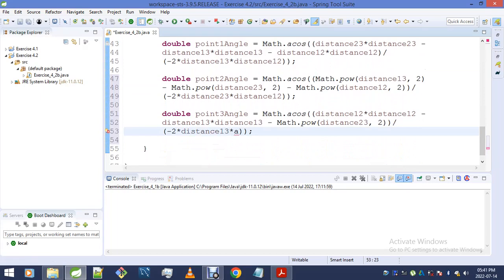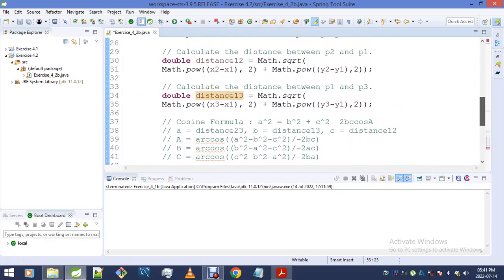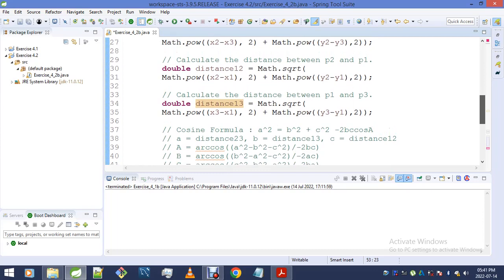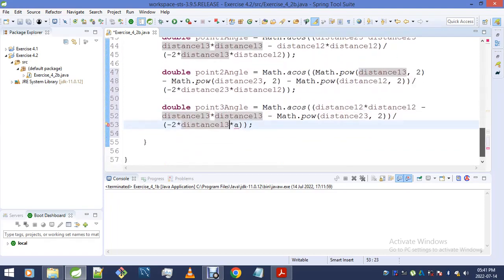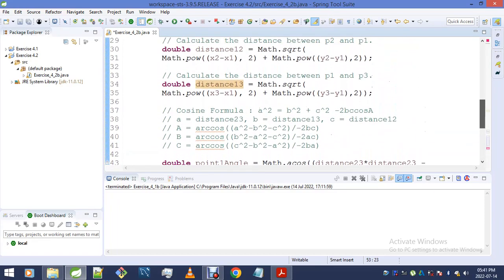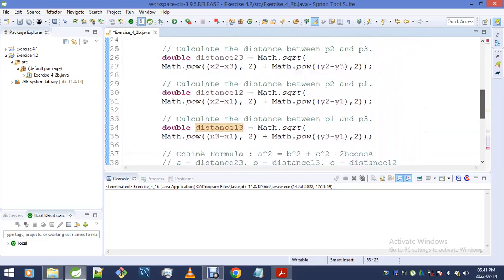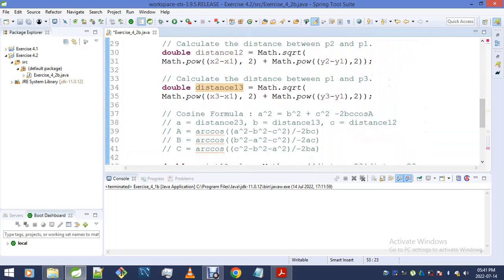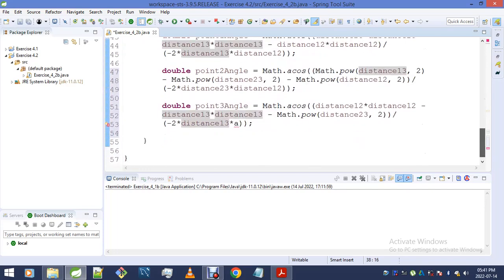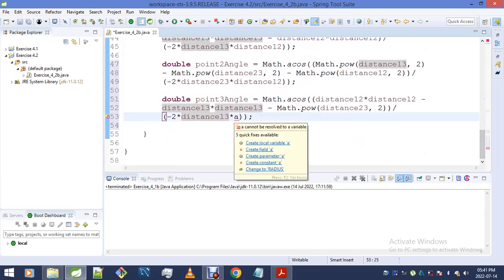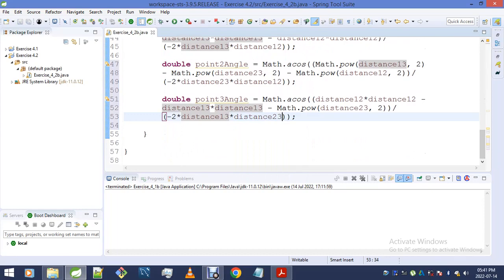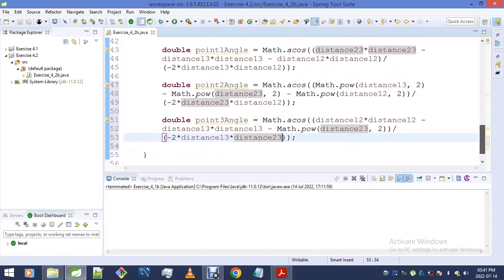You see, you guys, the only way you can have a good understanding of what I'm doing here is by understanding the cosine formula. Without that, I'm afraid there's nothing much you can do. Now, where is my a? There it is, right there. Okay. That's the last of it, you guys.